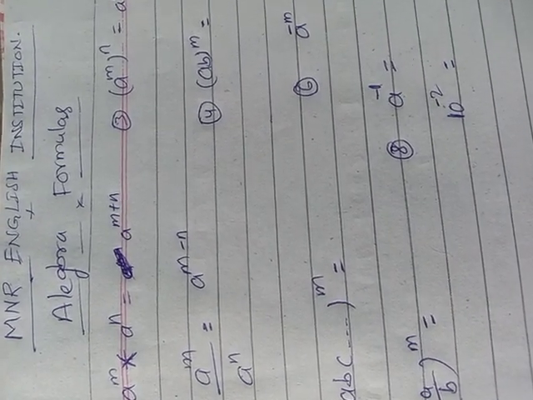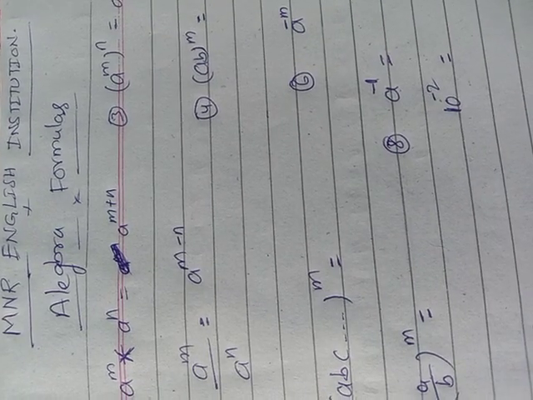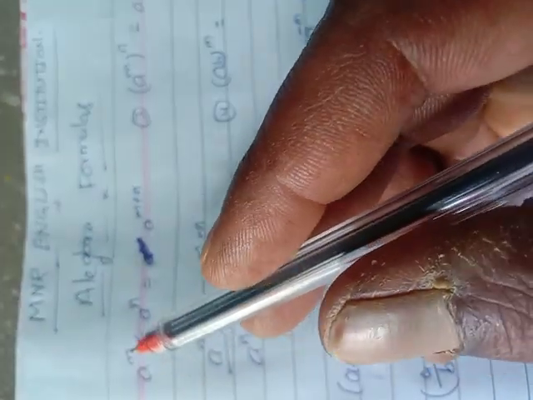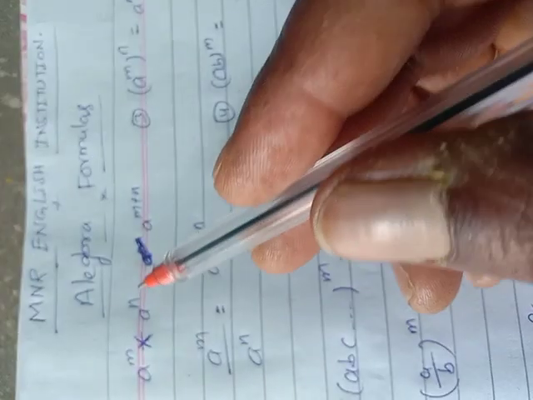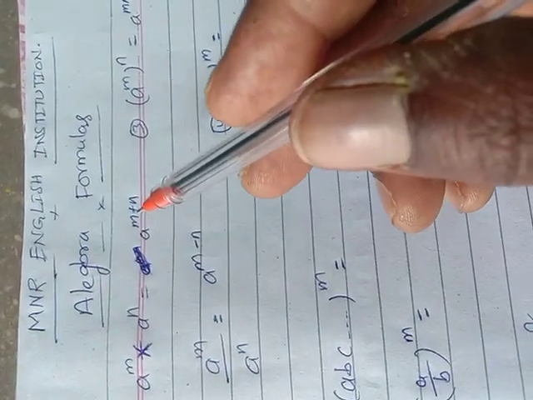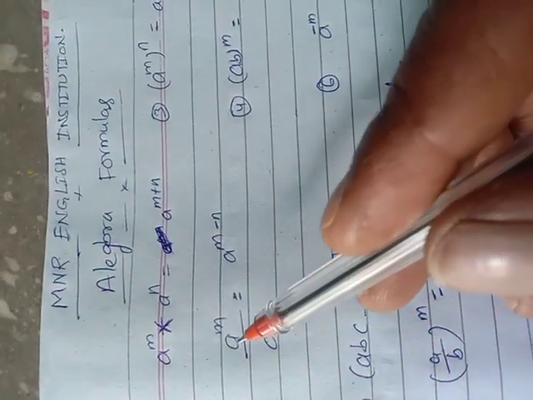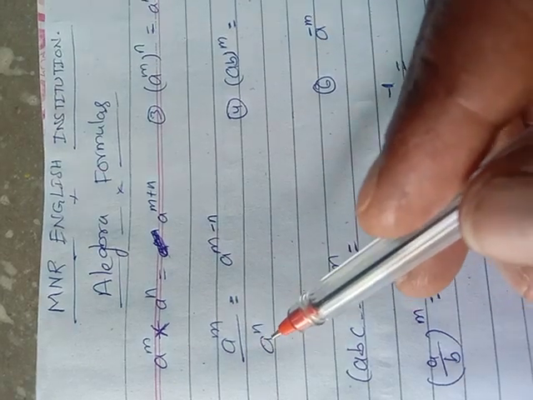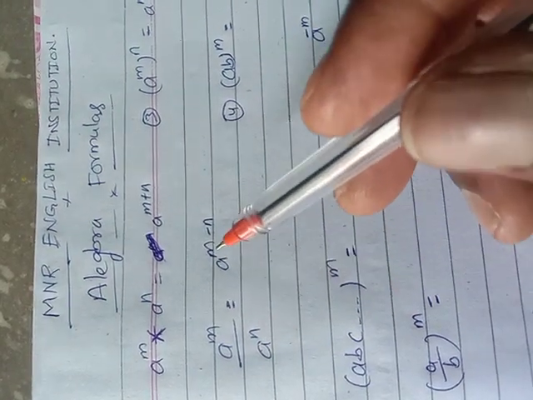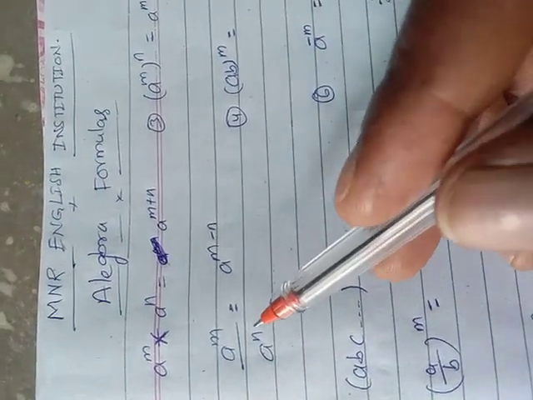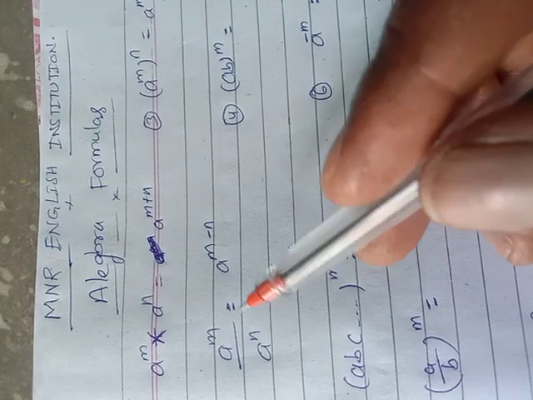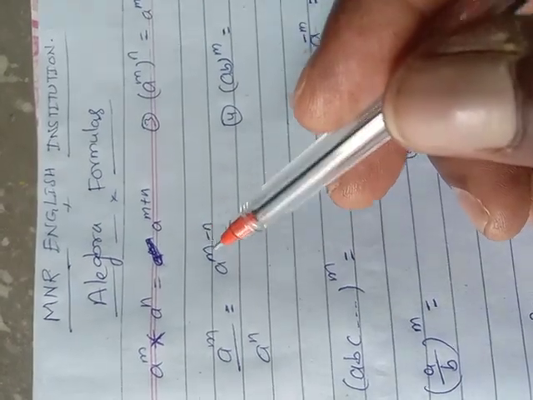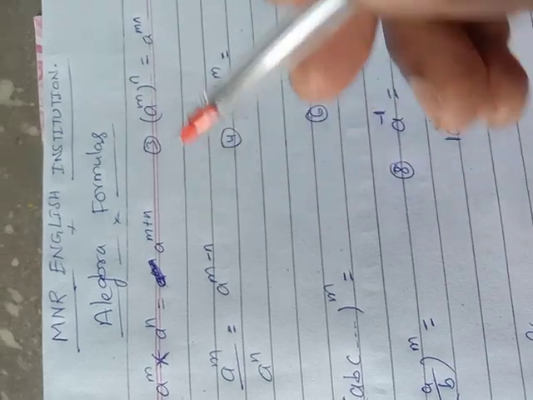Today I am telling about algebra formulas. a to the power of m into a to the power of n equal to a to the power of m plus n. a to the power of m by a to the power of n equal to a to the power of m minus n. (ఈ బైలో ఏ టు ది పవర్ ఆఫ్ ఎన్ అనేది ఈక్వల్ టు యూతలకు వస్తే మైనస్ ఎన్ అవుతుంది. ఏ టు ది పవర్ ఆఫ్ ఎం మైనస్ ఎన్.)